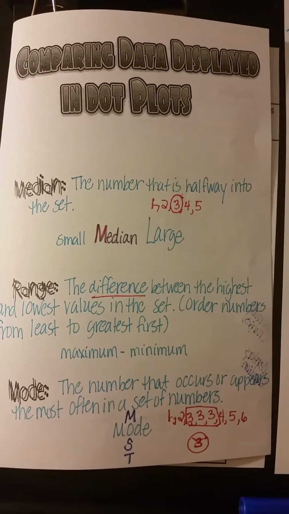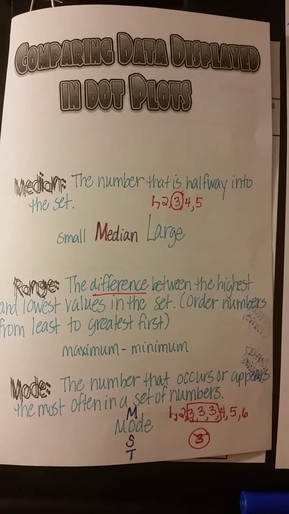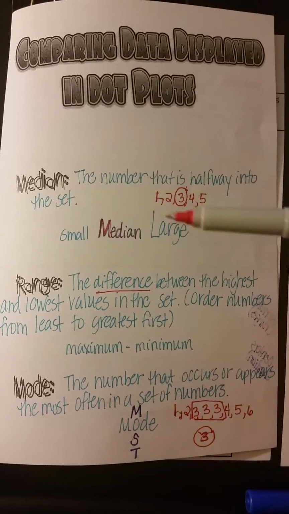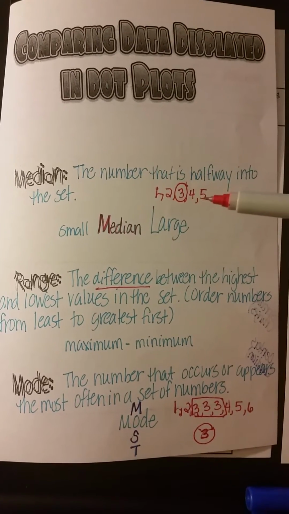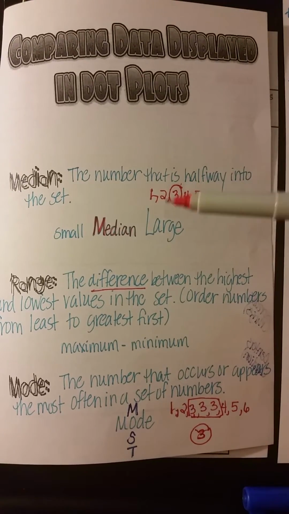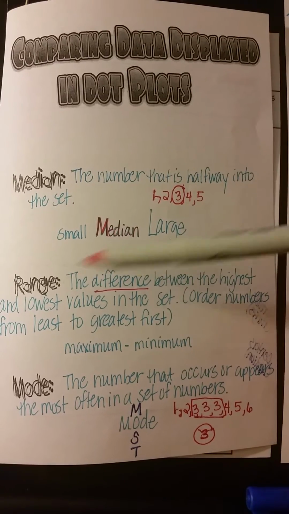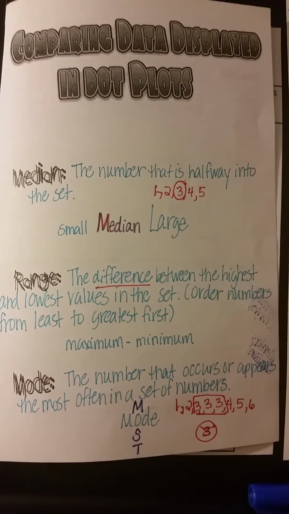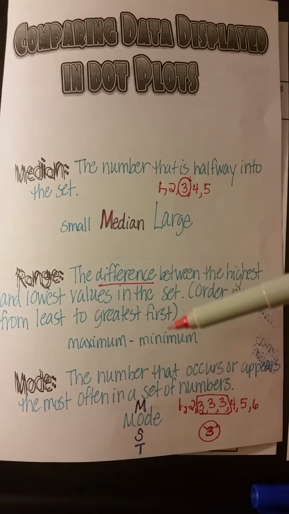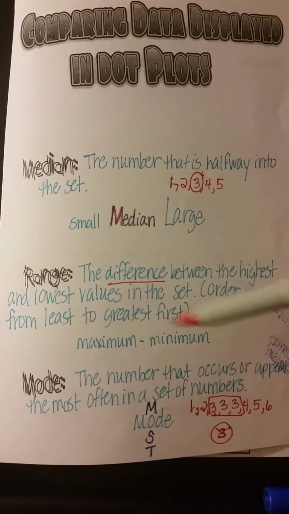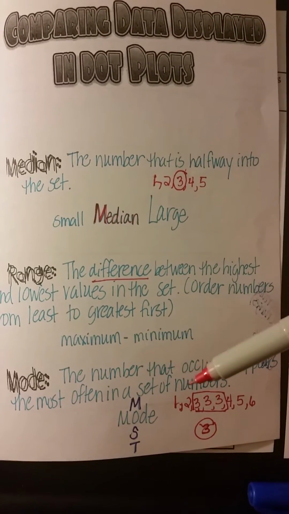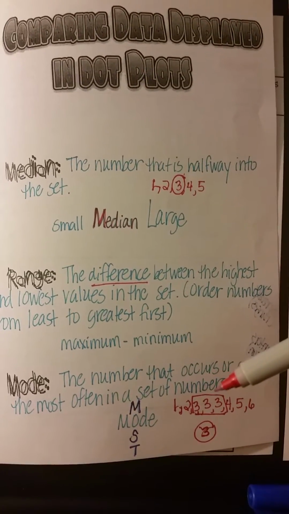Okay, so the main thing to remember when we're dealing with dot plots and doing the data is the median, which is the number that's halfway into the set of numbers. The range is the difference between the big number and the small number, or the maximum number and the minimum number. Mode is the number that occurs or appears the most often, so the one you see the most of.